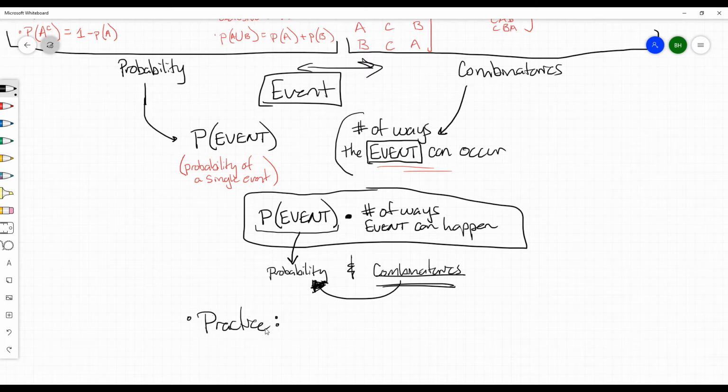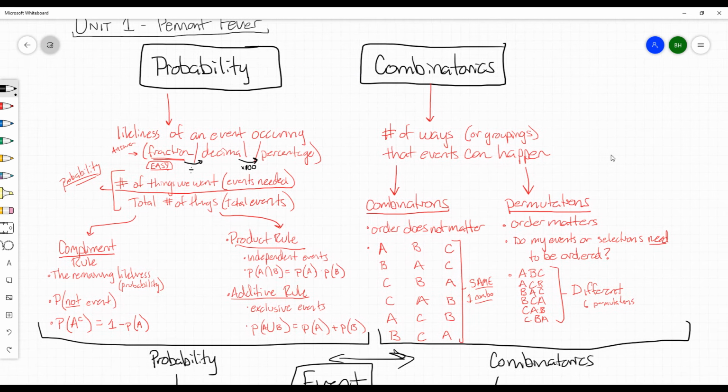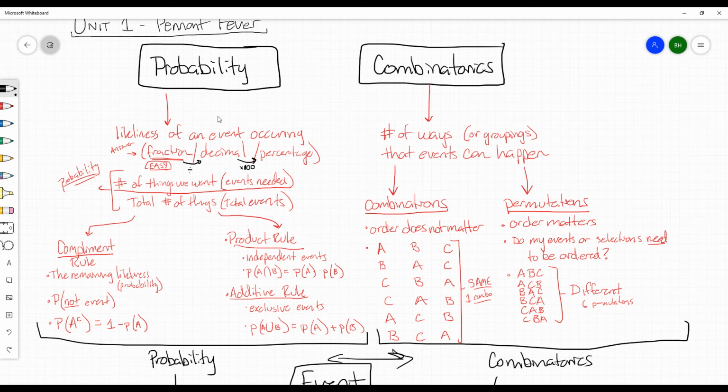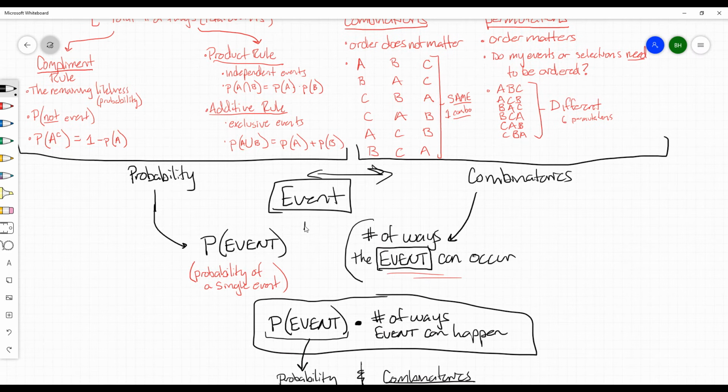The practice problem that I'm looking at is called Stop, Don't Walk. Check out the other video on Stop, Don't Walk, and you'll get a feel for this. If you're saying to yourself, okay, I know a little bit of each of these, then if you can do all of this stuff in probability, you'll get a 2 and pass. If you can do all of this in combinatorics, you'll get a 2 and pass. If you can do both, you'll get a 2 and pass. The moment you're able to start thinking about them together is when you'll reach the level 3 and 4 stages of probability and statistics.